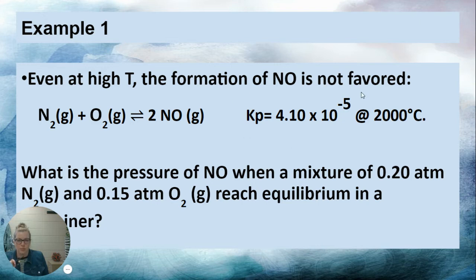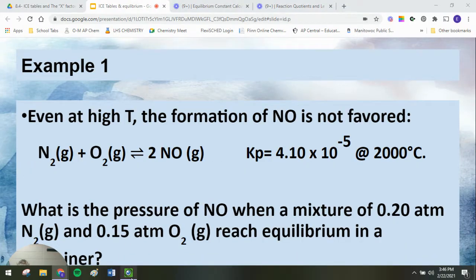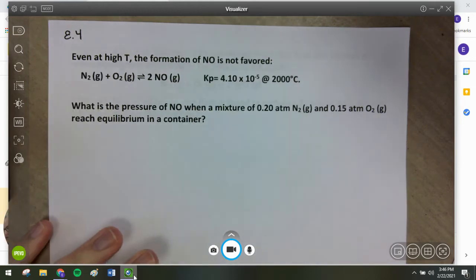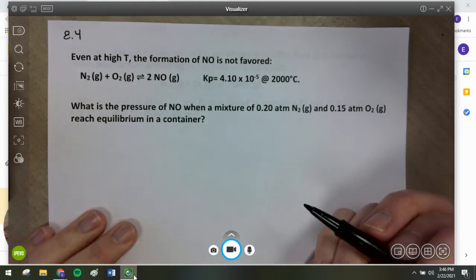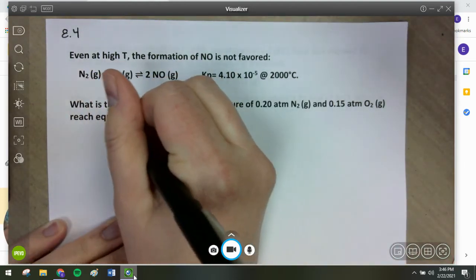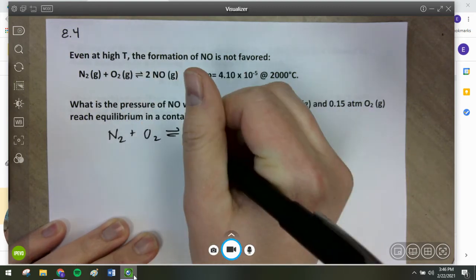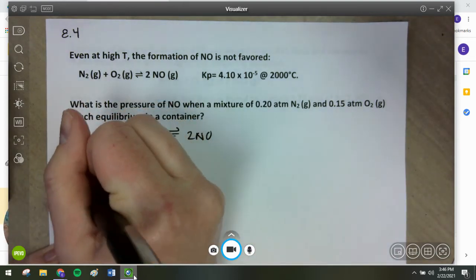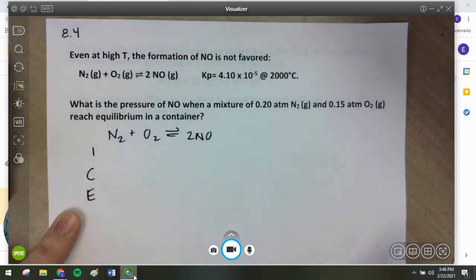But this is a Kp issue, because the Kp value is very small, which means that we aren't going to get a lot of product made. So what we need to do is organize ourselves and figure that out. Thus we begin our ICE table journey. Okay, so when I start this off, the first thing that I like to do is write my reaction and get that all set up. And then I literally put ICE: initial, change, and equilibrium.